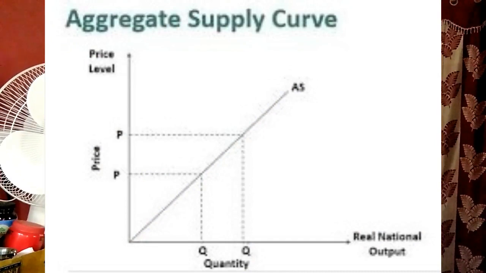Now we are discussing economic terms. In that, today we are discussing aggregate supply. What is aggregate supply? Aggregate supply, also known as total output, is the total supply of goods and services produced within an economy at a given overall price in a given period.